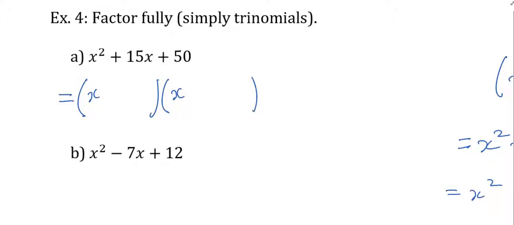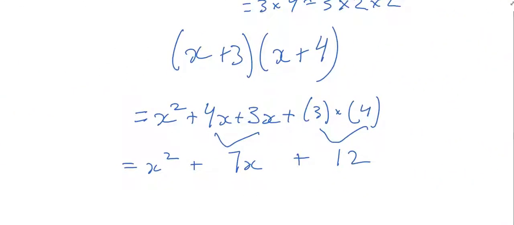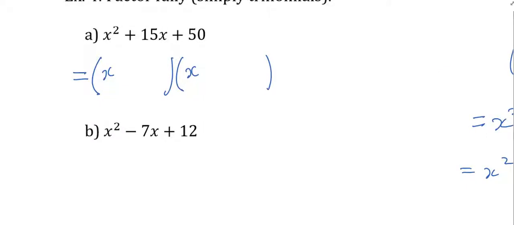So, what am I looking for? Two numbers that multiply to 50 and add to 15. They add to the x term, just like if I go back here and look, because 4x and 3x add to 7x. But 4 times 3 gives me the 12, the constant at the end. So can anybody think of two numbers that add to 15 and multiply to 50?